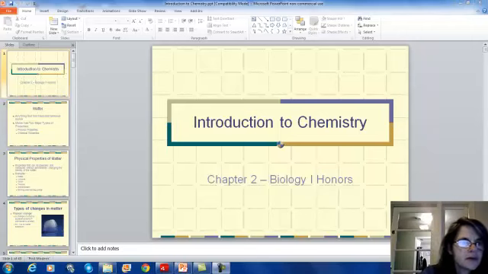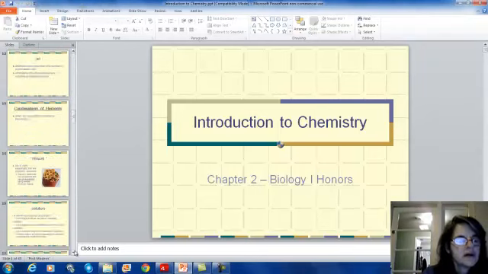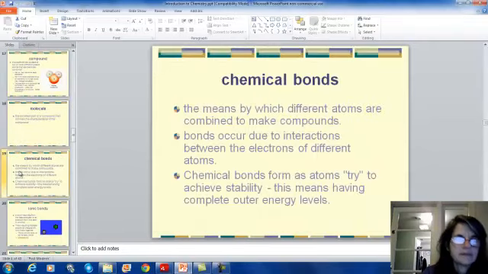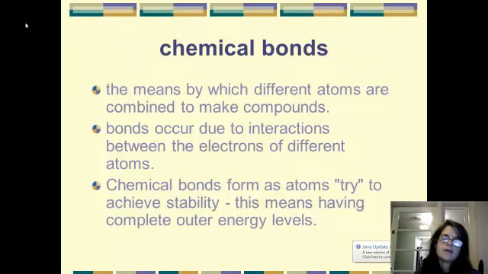Okay, my friends, we're going to pick up where we left off in class, which was talking about chemical bonds. Chemical bonds are the ways in which two different atoms connect to make a molecule. So there are different ways that that can happen.